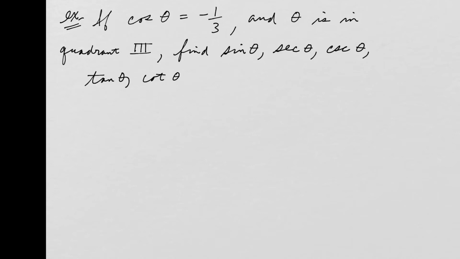We could find sine of theta using the Pythagorean identity. That's one way of doing it. Actually, let's do it that way just for practice. So remember, Pythagorean identity says cosine squared of theta plus sine squared of theta equals 1. And I already know that cosine of theta is negative 1/3.